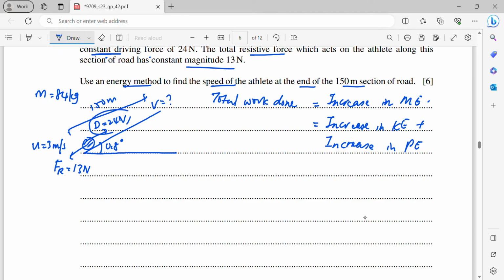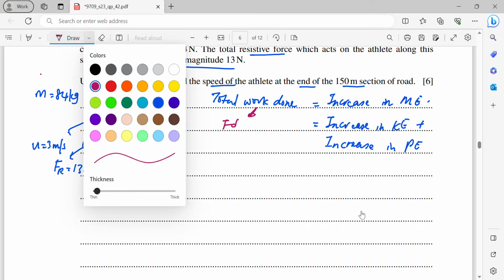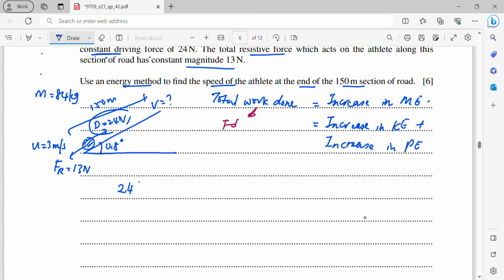So I will continue over here. The work done is force times distance. The 24 is the driving force times 150. I better write it here because I need more space. 24 times 150 is the work done by the driving force, then minus the resistance force. The work done by the resistance force is 13 times 150. That is the total work done.